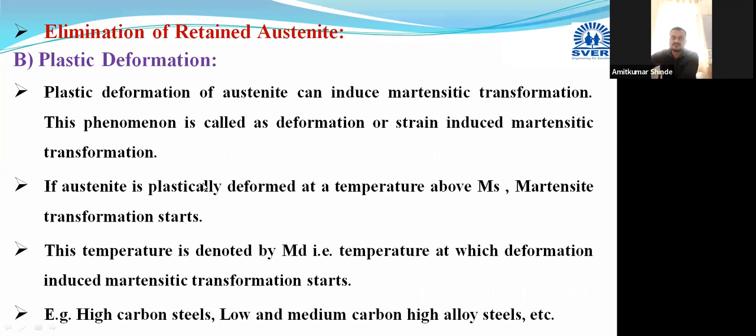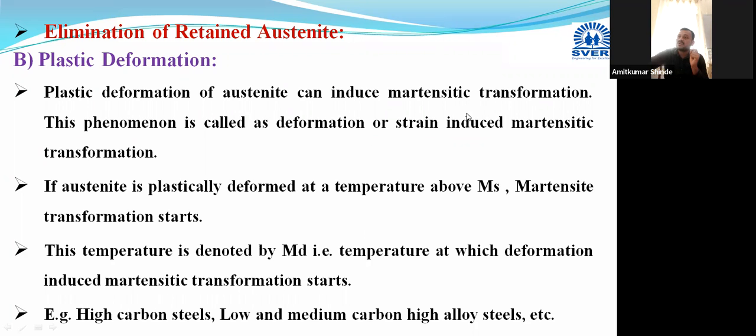And then the next method for elimination of retained austenite is plastic deformation. Generally, this method is used for high carbon steels or low and medium carbon high alloy steels. In this plastic deformation, we are simply doing the plastic deformation of the austenite. Whichever retained austenite is there, we do the plastic deformation on that.